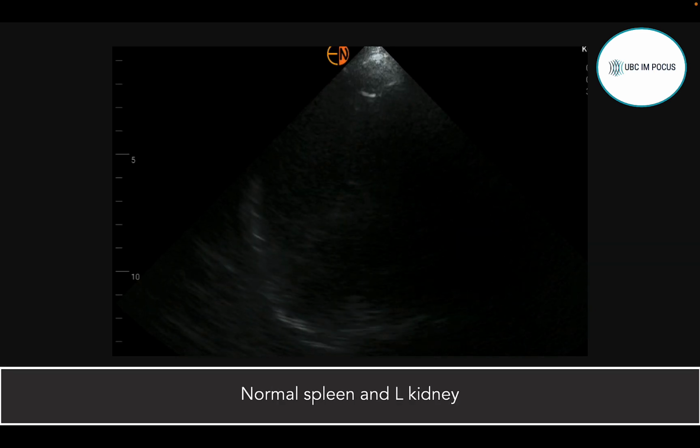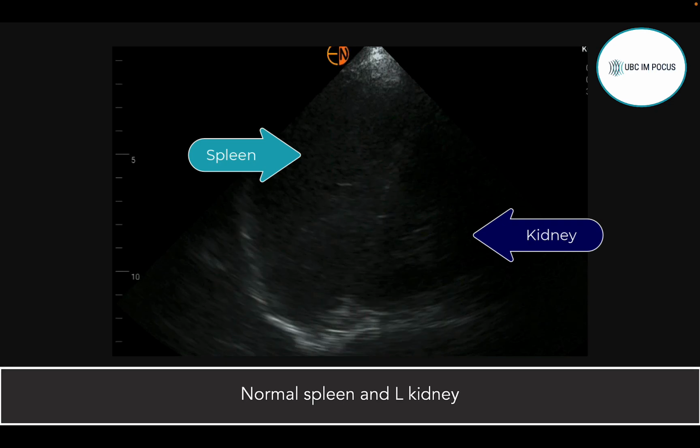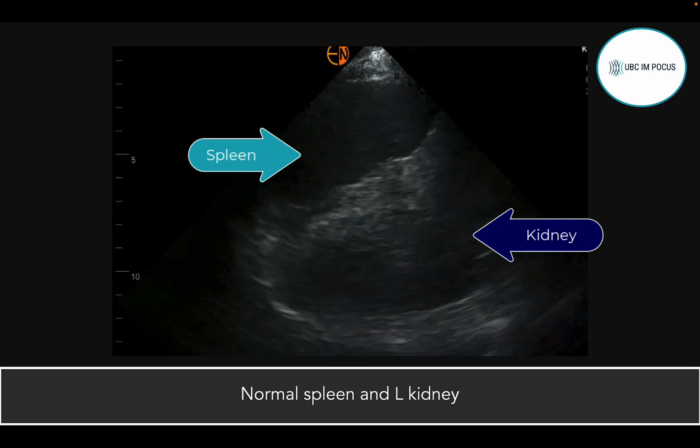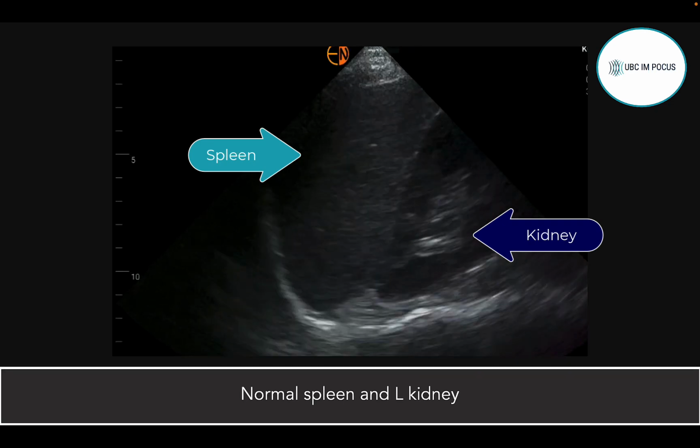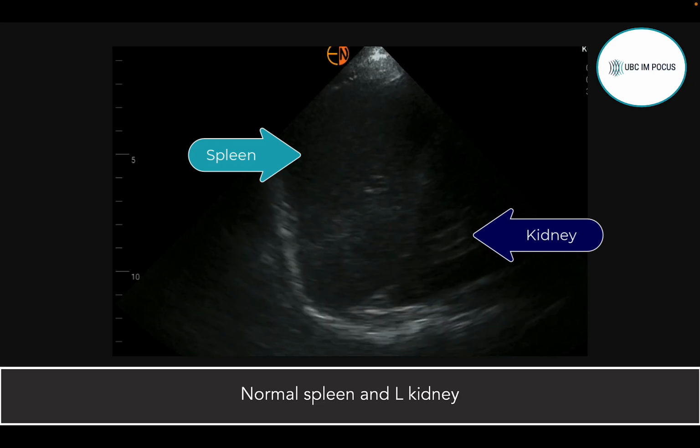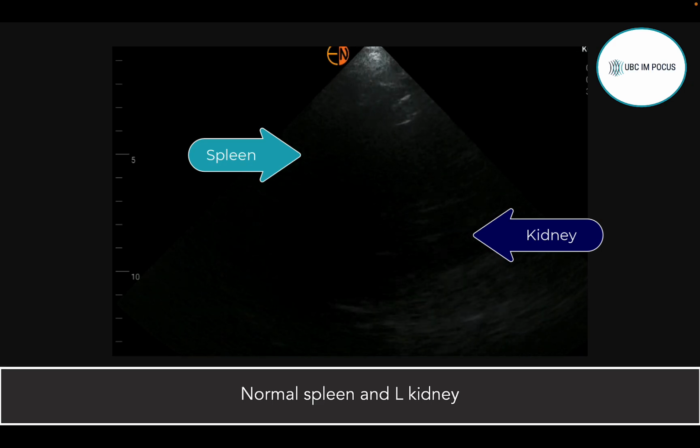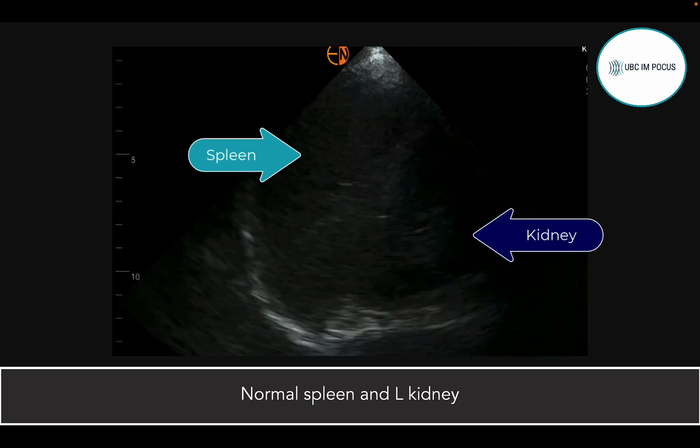This is quite a dark image, a little bit difficult to see, but essentially we've got a normal spleen and a normal kidney with a normal kind of splenorenal interface as we're fanning in and out. We also see diaphragm there. We don't see any fluid in between the spleen and diaphragm.